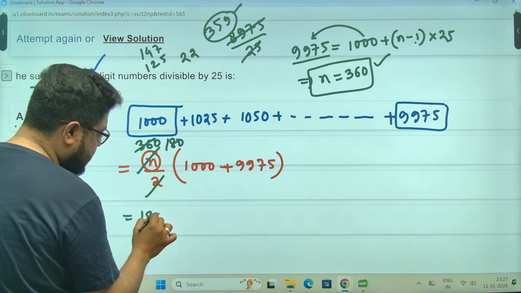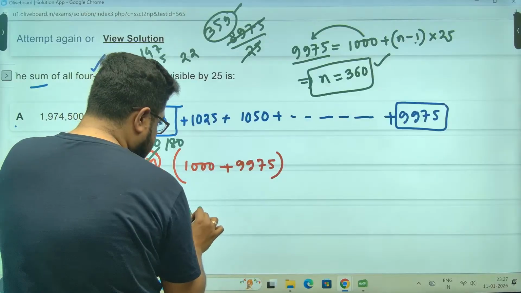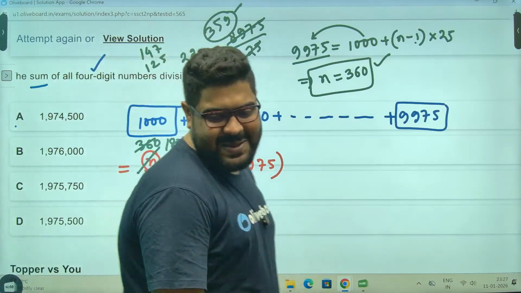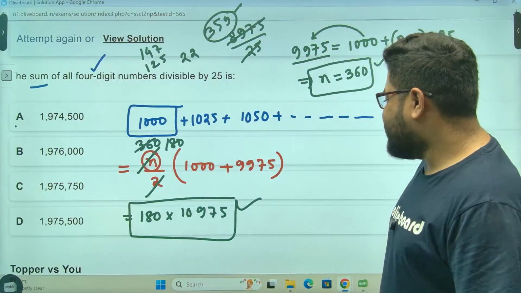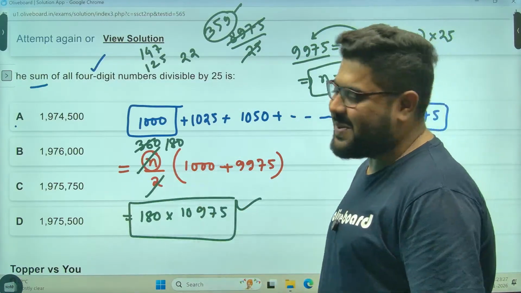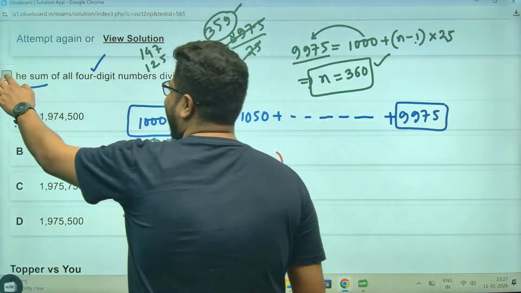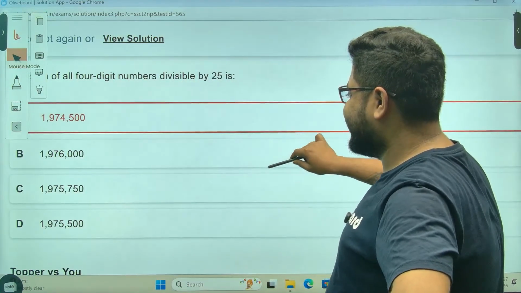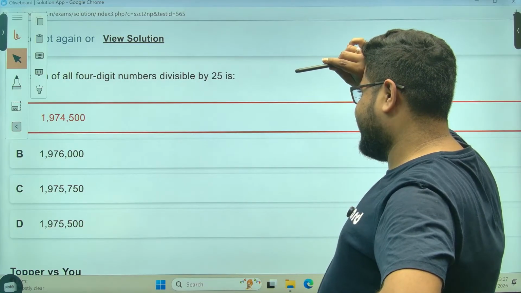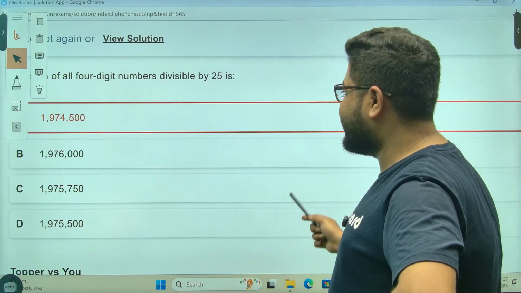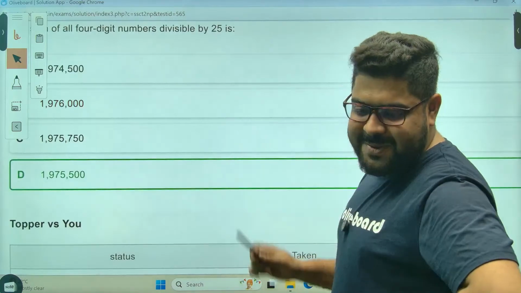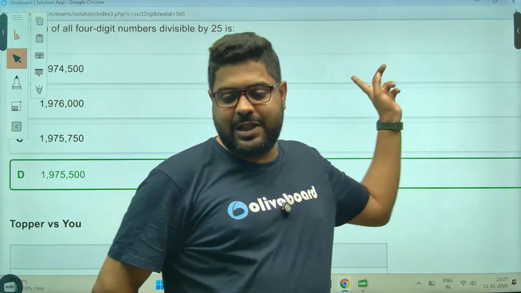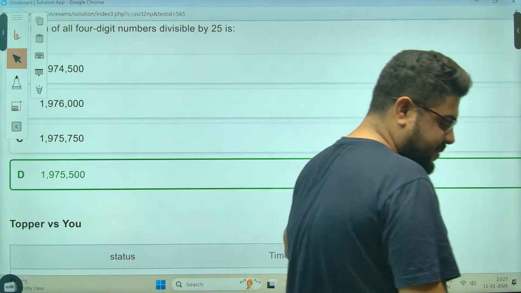Oh my, the calculation. 10,975. Please do the calculation. Whatever you get after calculation will be your answer. I'm not doing it. Okay? I don't know, let me guess. The last digits would be 500. So this will be the answer, because 500 has to be the answer because of that odd rule. If you notice the numbers, I don't know.